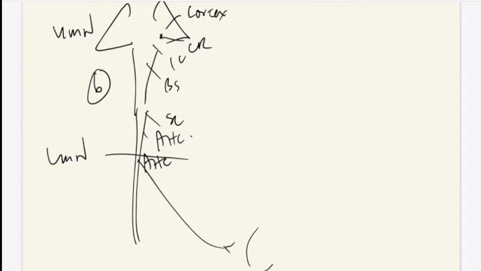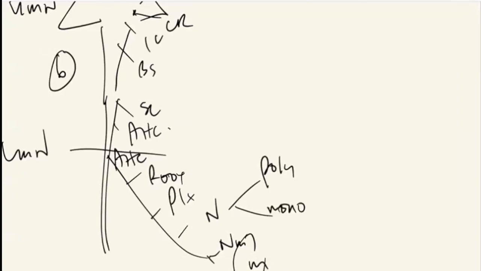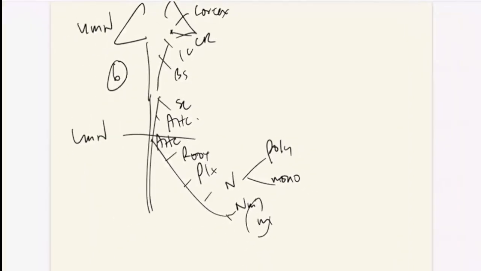Then what happens in the next level is the roots, then the plexus, the nerve, the neuromuscular junction, and the muscles. And the nerves, we usually divide broadly into polyneuropathy, where many nerves are involved, or mononeuropathy, which means only 1 or 2 nerves or a few nerves are involved. So in these conditions, you will see that we are able to divide the lesion into unilateral and bilateral. So think about it, which are unilateral, which are bilateral.